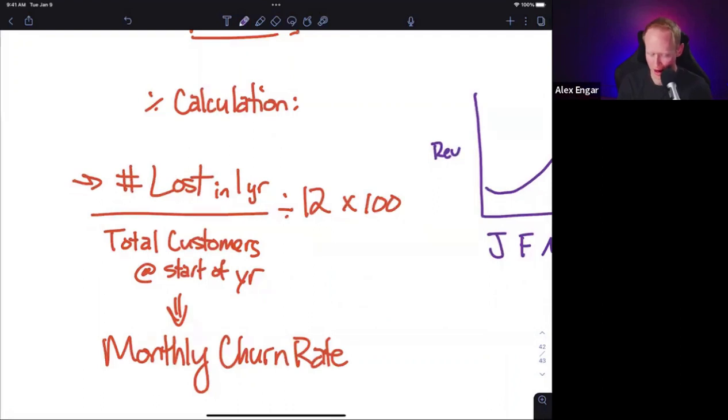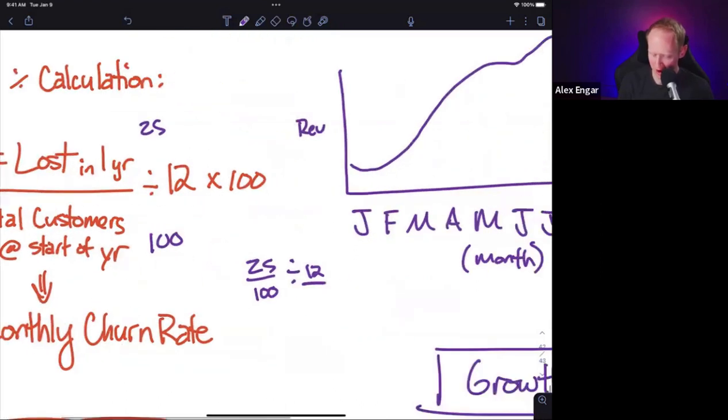So let's say we had 100 total customers and we lost 25. So we have 25 divided by 100, divided by 12, because here I'm getting a monthly number. If I want to see monthly, what's my churn rate? So 25 over 100 gives me 0.25. I divide that by 12, and then I multiply by 100 to give me a percentage. That's 2.08%. Okay. So I divide it by 12, and then I multiply by 100.